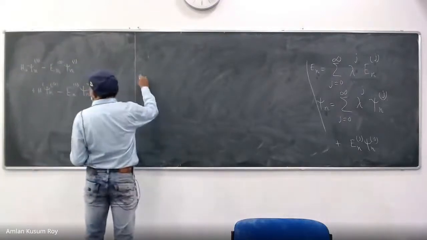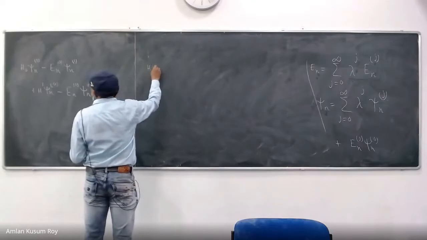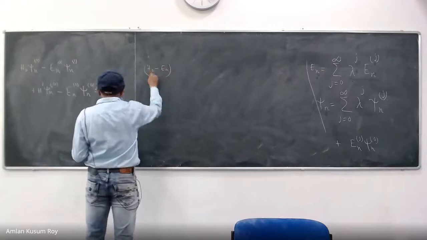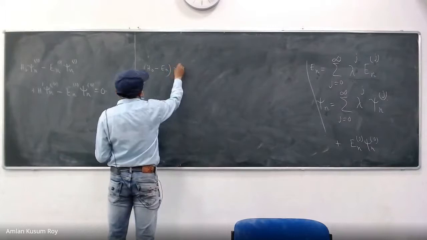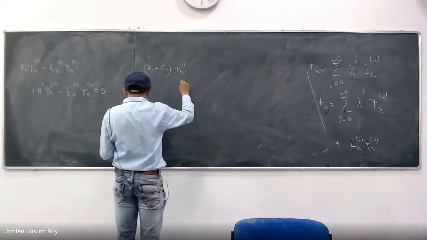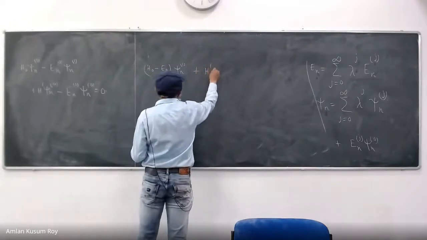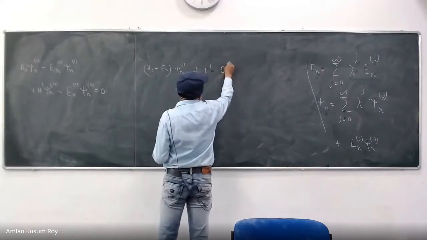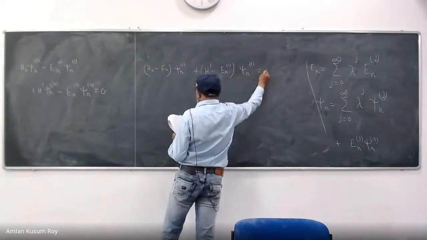So we can do it. (H0 minus En0) psi n1 plus (H prime minus En1) psi n0 equals 0.